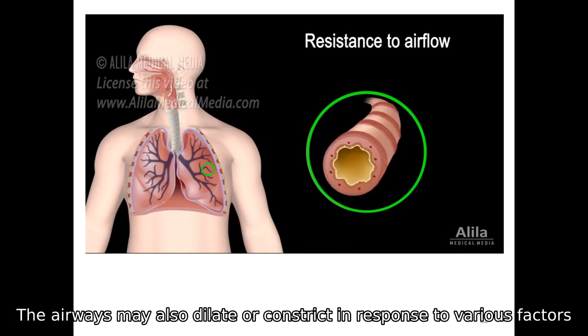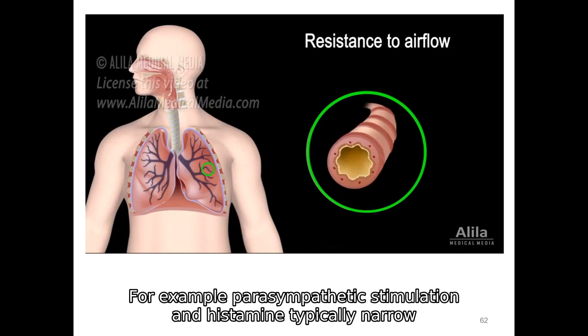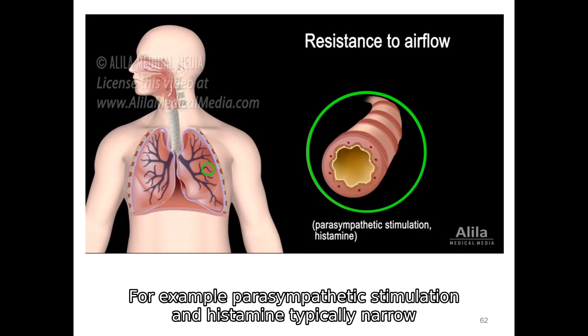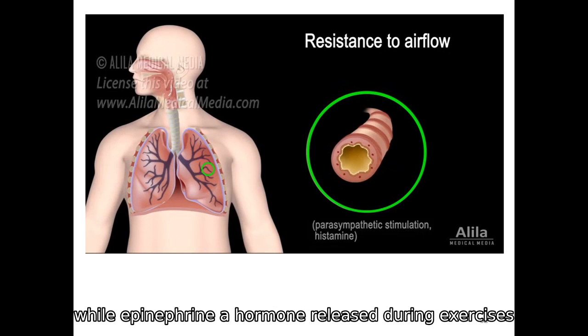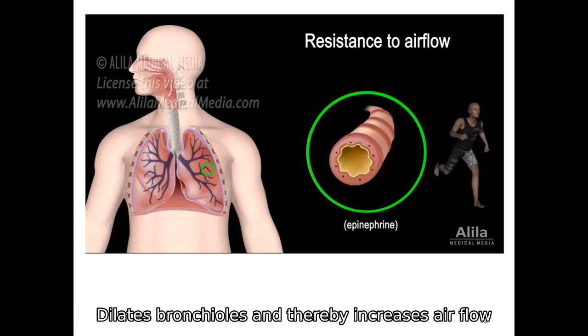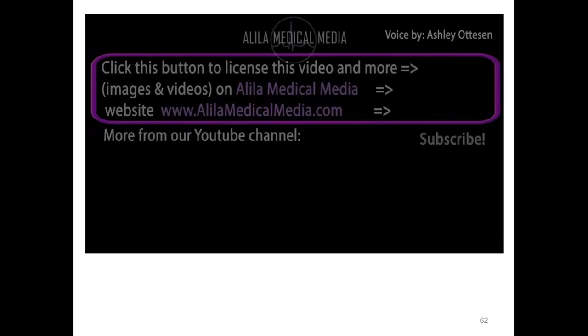The airways may also dilate or constrict in response to various factors. For example, parasympathetic stimulation and histamine typically narrow the bronchioles, increase resistance, and decrease airflow, while epinephrine, a hormone released during exercise, dilates bronchioles and thereby increases airflow.